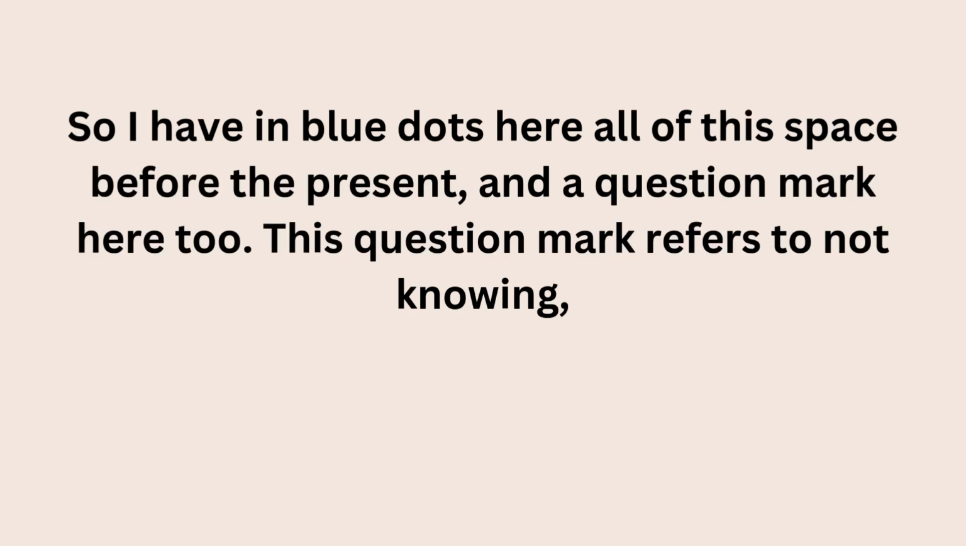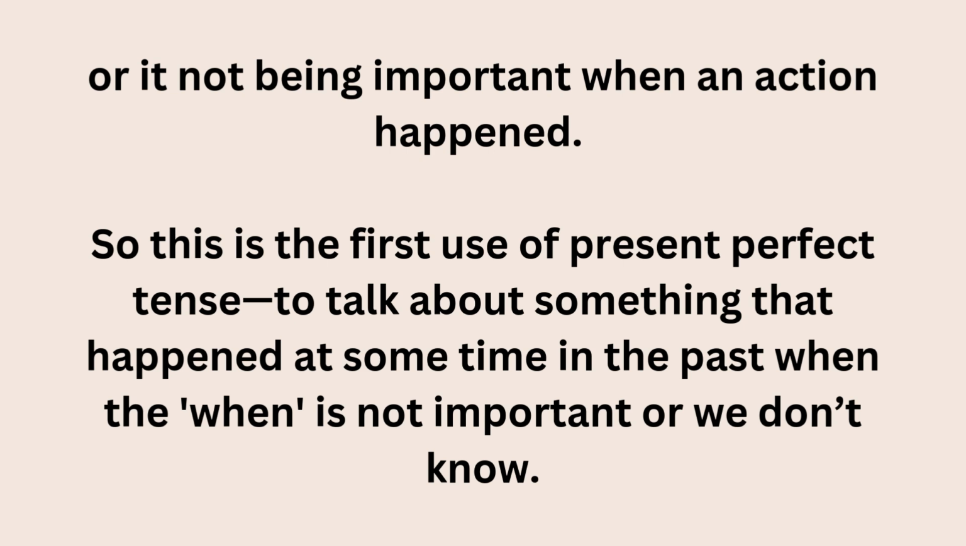So I have in blue dots here all of this space before the present, and a question mark here too. This question mark refers to not knowing or it not being important when an action happened. So this is the first use of present perfect tense, to talk about something that happened at some time in the past when the when is not important or we don't know.